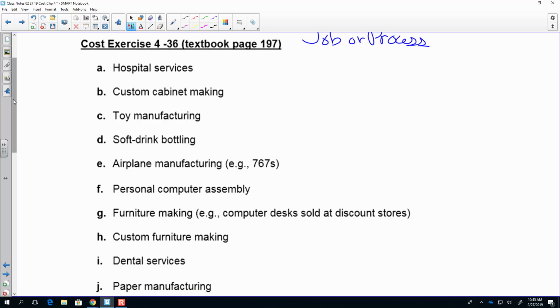Starting with the hospital, Kershaw, would they use job or process costing? Job. Yes, very much so. Each patient, right, has a specific type of service. They certainly would use job. Tom, custom cabinet making. It'd be a job. And what's the key word in this sentence? Custom. The word custom. If it said mass production or mass produced furniture, like the ones at Walmart, then that would be process.